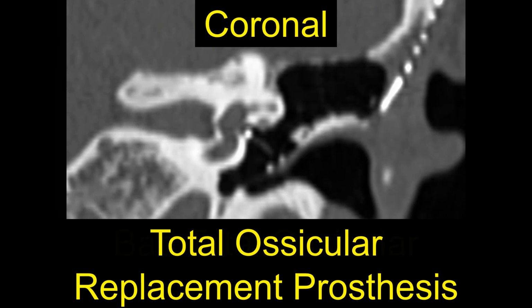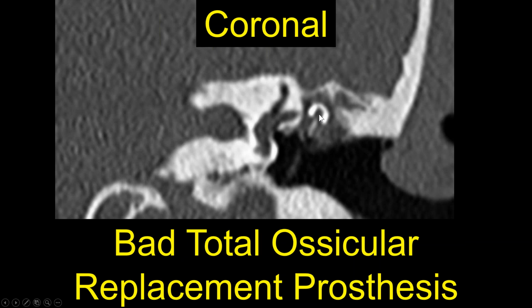Now here's an example of a bad TORP. So here's one that's obviously been pushed out of the oval window niche. So here's my duck head. The head of the duck is a vestibule, the beak is a lateral semicircular canal, and the neck is going down to the basal turn of the cochlea. So I see our cochlear promontory of the middle ear going up to the oval window. So I should see the oval window niche here.